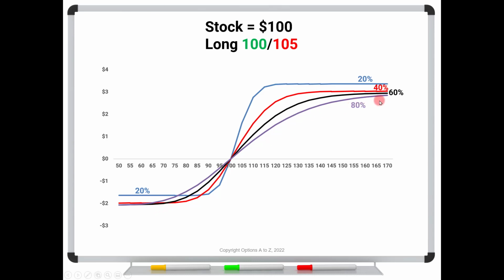Take a look at the 80% curve. It is the most expensive and it produces the least profits. And that usually catches traders by surprise because they go, oh, it's during a high volatility environment, it's riskier and therefore I should have more profits. That's not true.